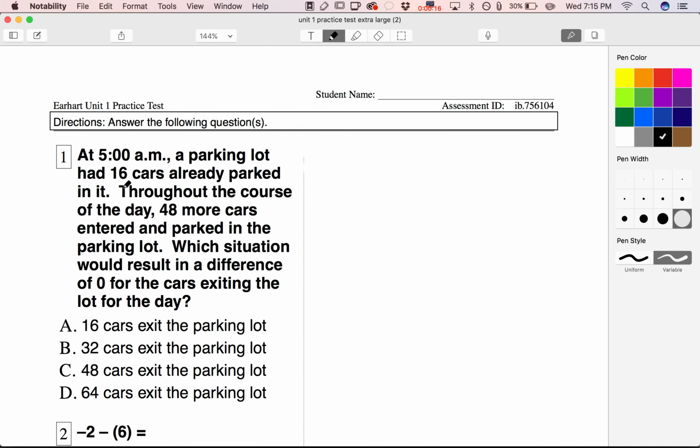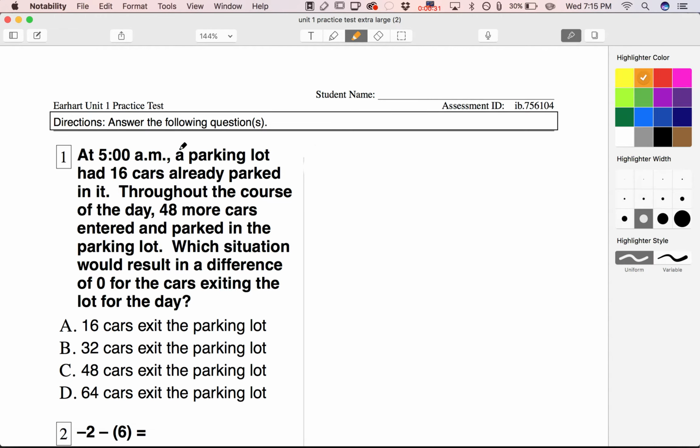So let's just start. At 5 in the morning, a parking lot had 16 cars already parked in it. Throughout the course of the day, 48 more cars entered and parked in the parking lot. Which situation would result in a difference of 0 for the cars exiting the lot for the day?